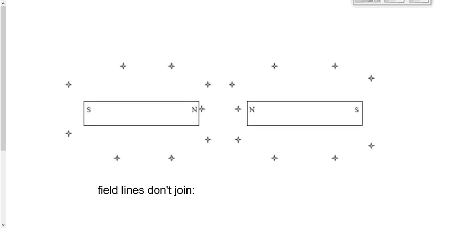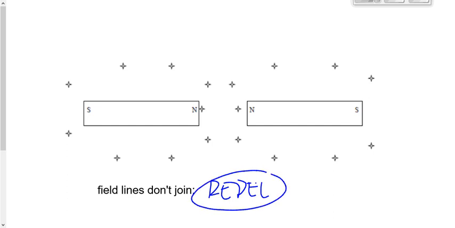We get a force of repulsion here, right? Because north is against north. We would expect that because the field lines will not join up. We'll draw our little arrows here. And we should notice when we draw these little arrows that they don't join up. Because if they did, that would indicate a force of attraction. You should have got something that looked pretty much like this.